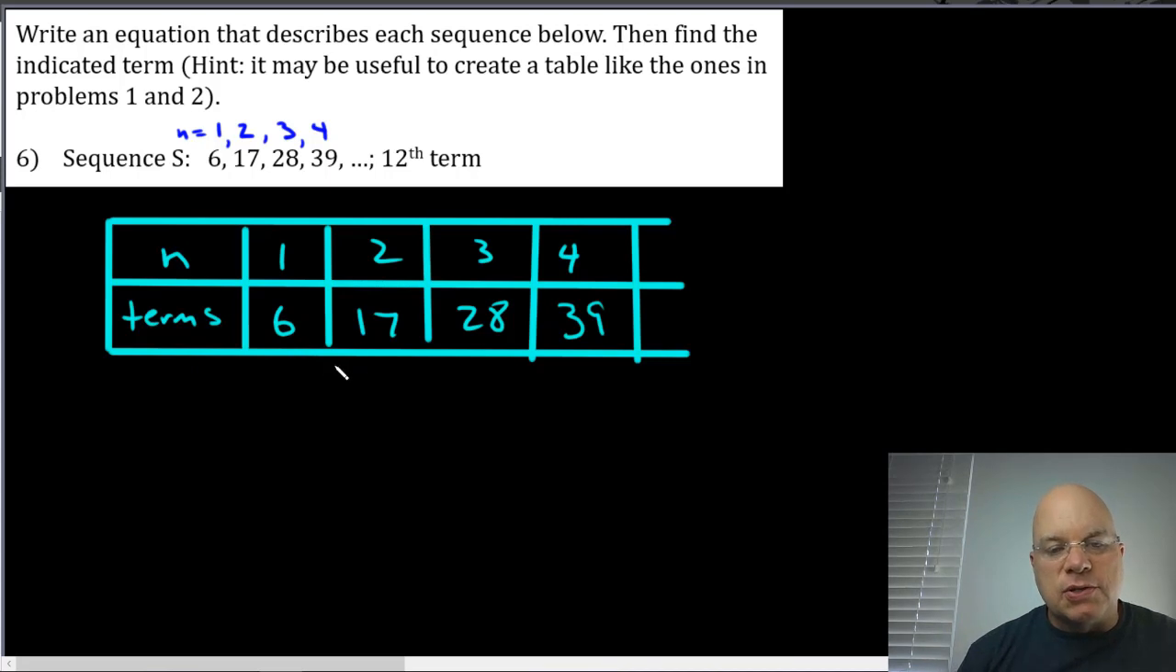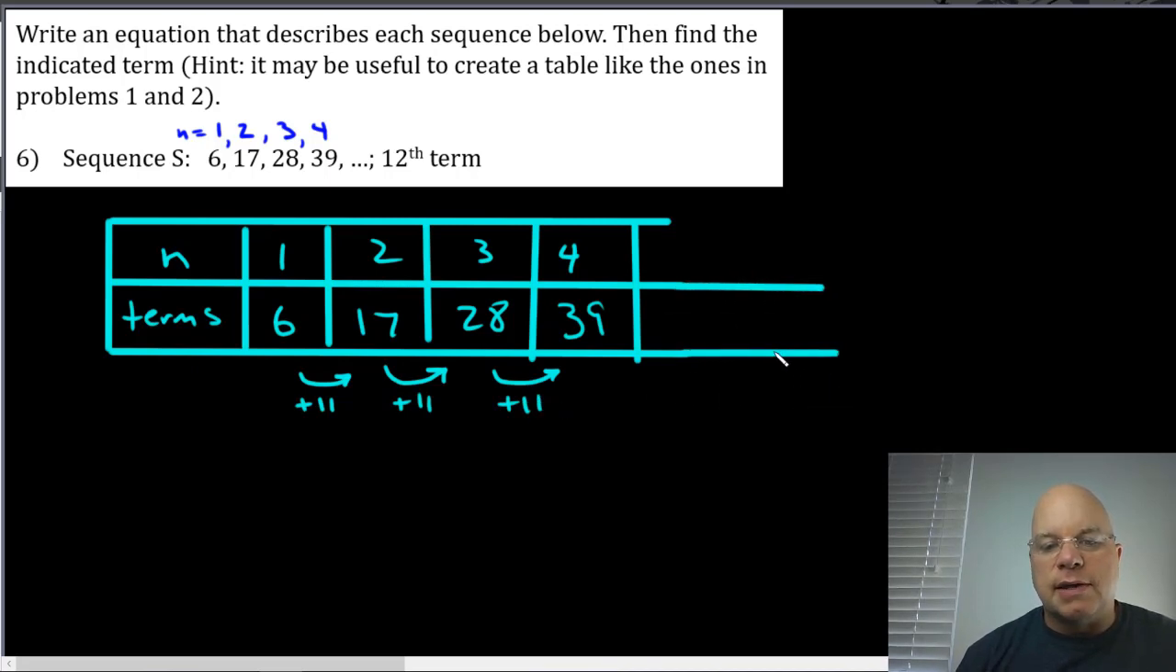If I'm going from 6 to 17, I'm increasing by 11. And then 17 plus 11 is 28. 28 plus 11 is 39. So when we start to write this rule, we take this common difference 11 and multiply it by n. This would be the rule for any number in the sequence n.